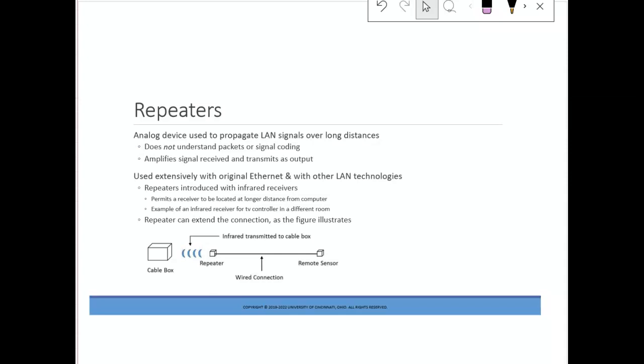A repeater was used extensively with older versions of LAN technologies. Recently, repeaters have been introduced with infrared receivers that permit a receiver to be located at a longer distance from the computer or control device. Consider a situation in which the infrared receiver for a cable television controller must be in a different room than that controller, such as in a sports bar. A repeater can extend the connection as shown in the figure.